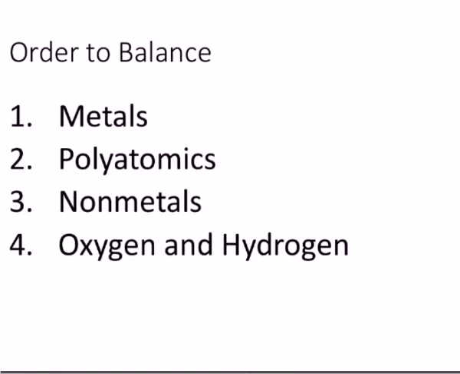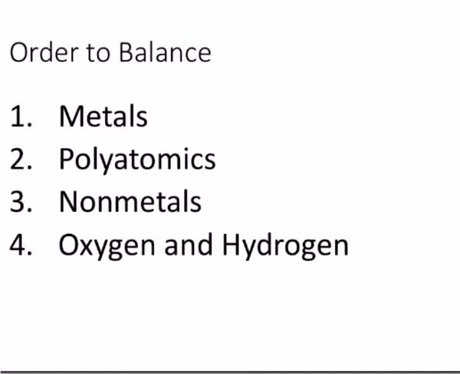So, this is kind of my order to balance. This is what I have found to be kind of the fastest way to balance equations. I highly encourage you guys to jot this down in your notes. Doesn't mean you have to do it this way, but I've balanced thousands of reactions over the last 15 years. This is what I have found to be the fastest way to get to a balanced equation. Always start with your metals. They are typically the easiest ones to balance. And if you follow this, by the time you get to oxygen and hydrogen, a lot of times they're already balanced for you. Or they may make it easier to balance those ones.